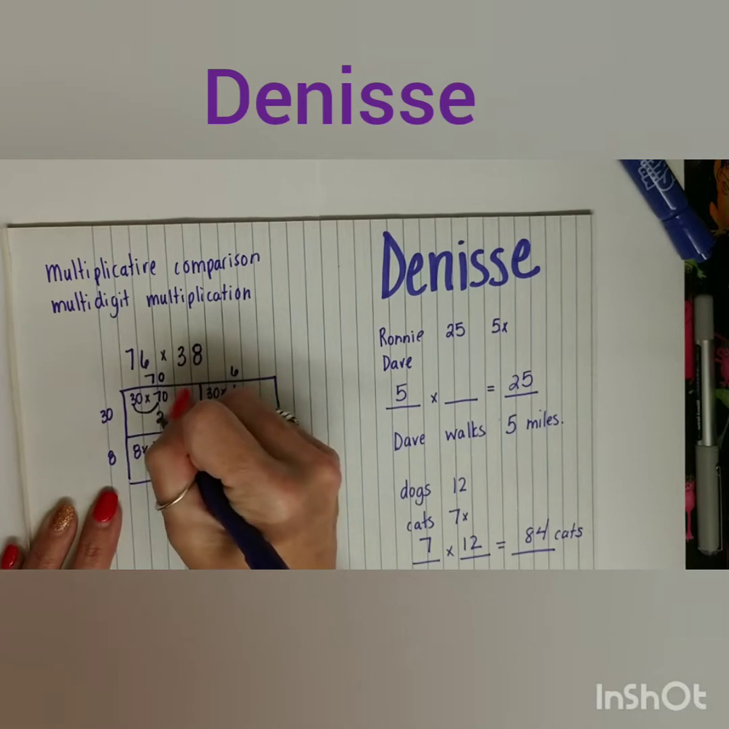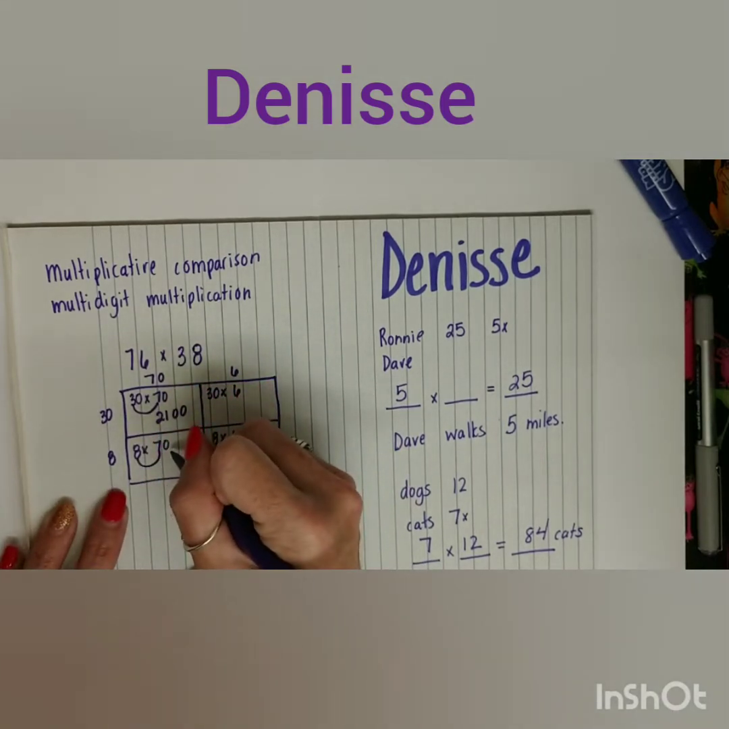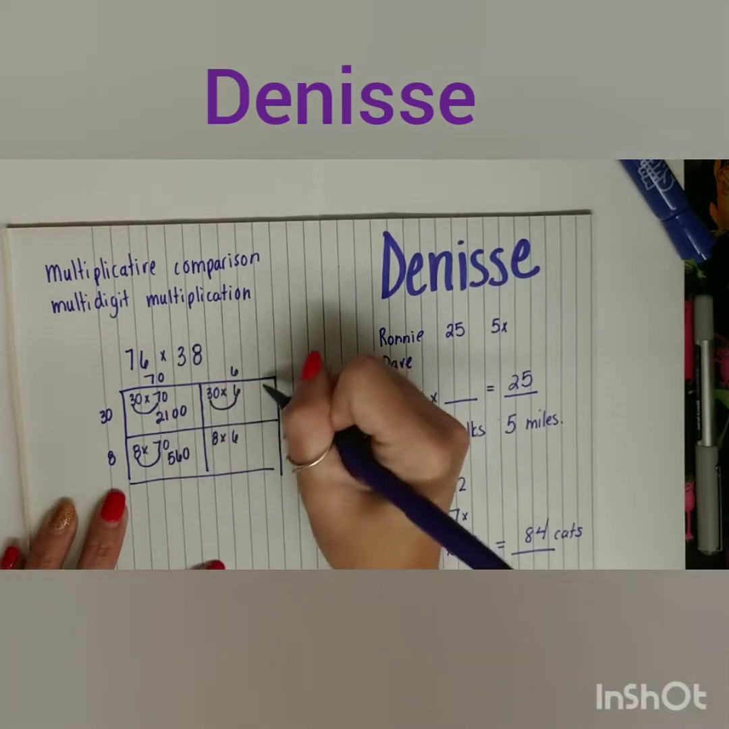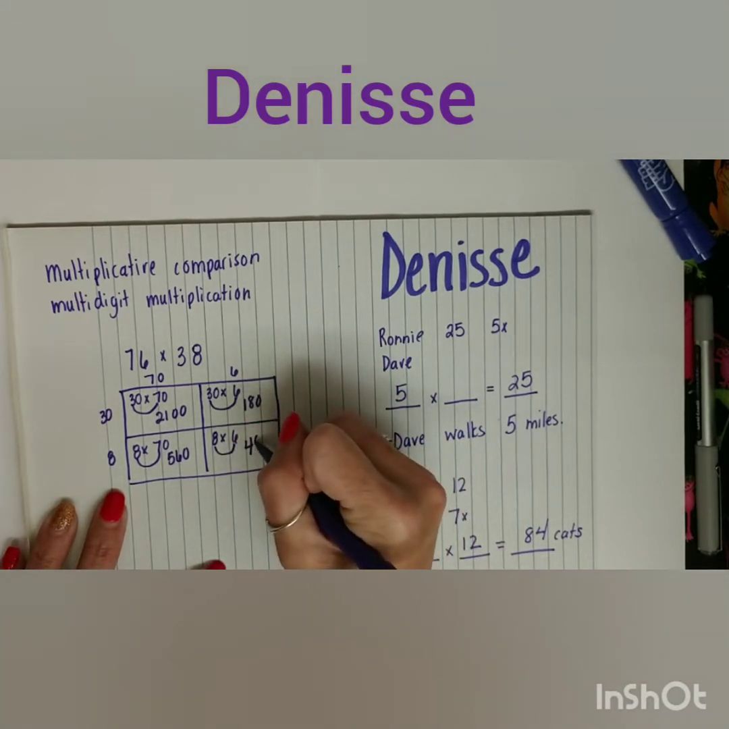3 times 7 is 21, and there's 2 zeros. 8 times 7 is 56, and there's 1 zero. 3 times 6 is 18, and there's 1 zero. 8 times 6 is 48.